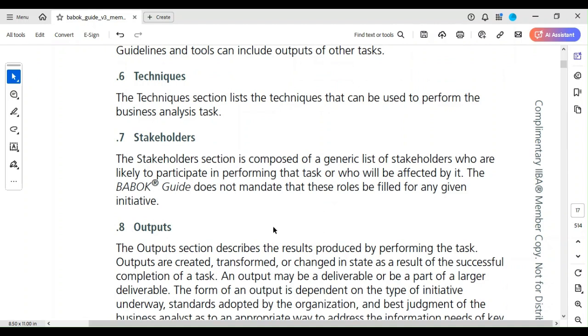The techniques section lists the techniques that can be used to perform the business analysis task. Stakeholders, you know what stakeholders are, your stakeholders in any deliverable. The stakeholders section is composed of a generic list of stakeholders who are likely to participate in performing that task or who will be affected by it. The BABOK guide does not mandate that these roles be filled for any given initiative.